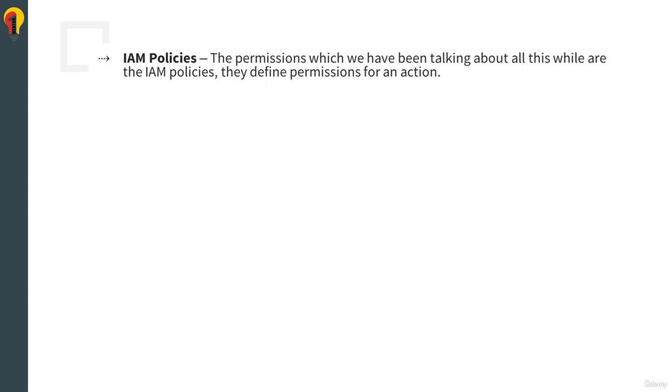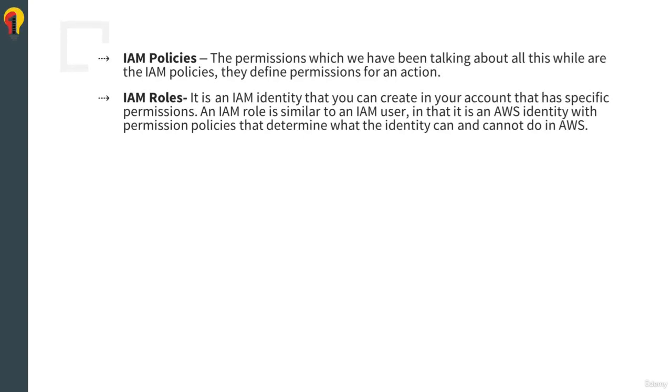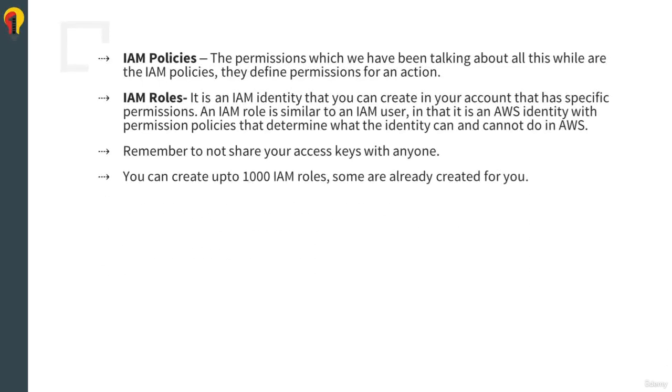IAM roles. It is an IAM identity that you can create in your account that has specific permissions. An IAM role is similar to an IAM user in that it is an AWS identity with permission policies that determine what the identity can and cannot do in AWS. Remember to not share your access keys with anyone. You can create up to 1,000 IAM roles. Some are already created for you.